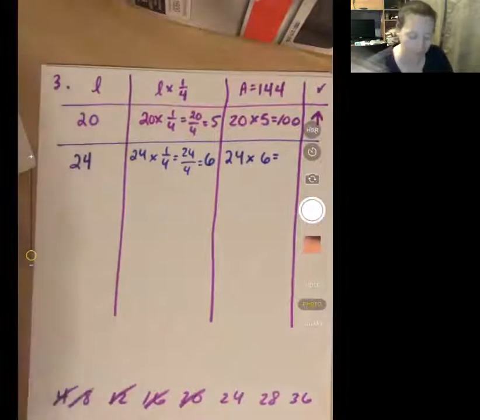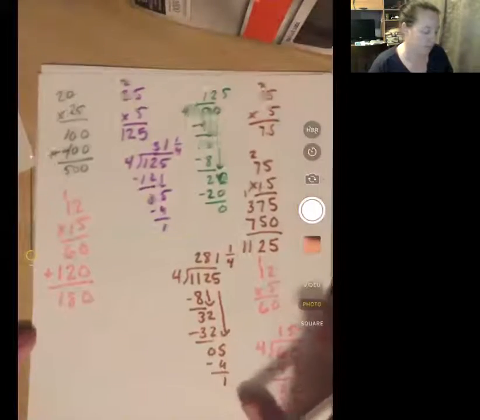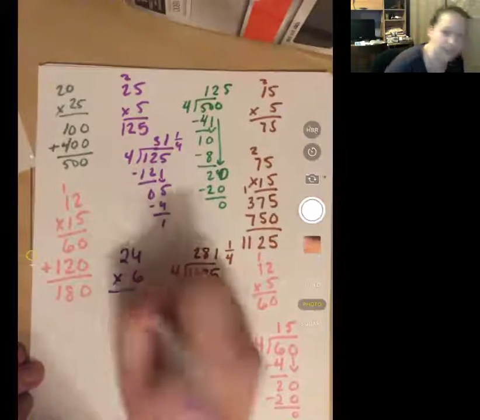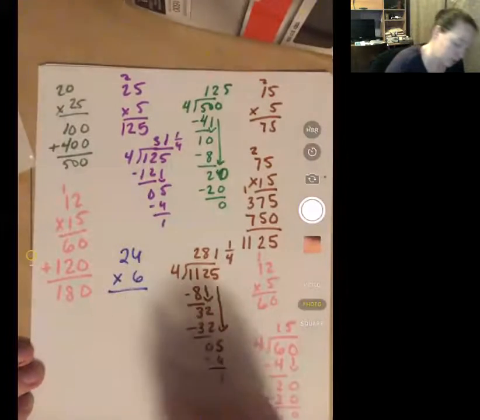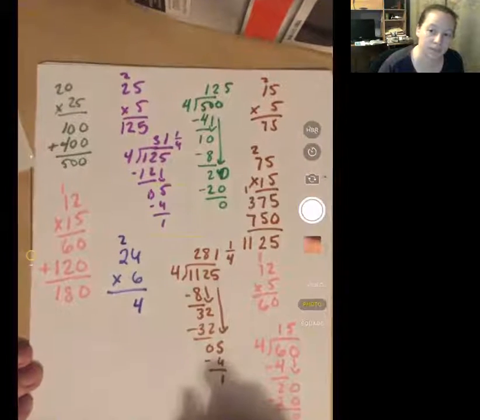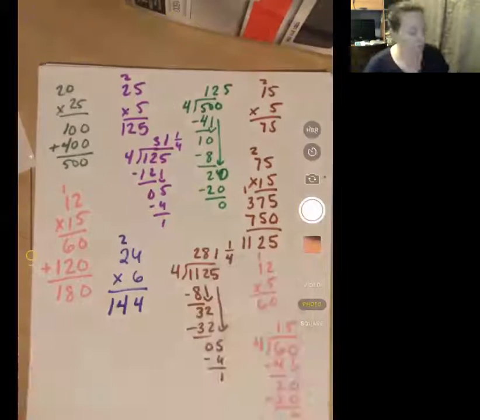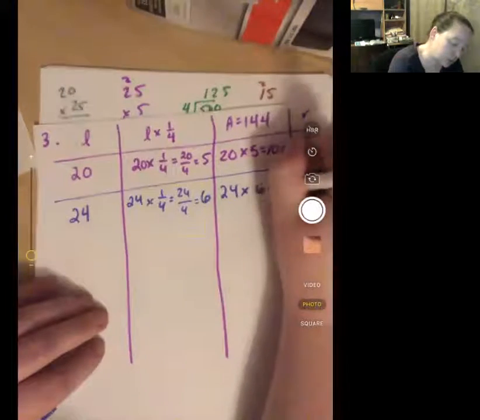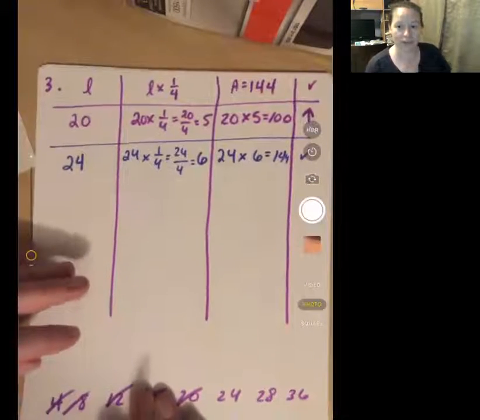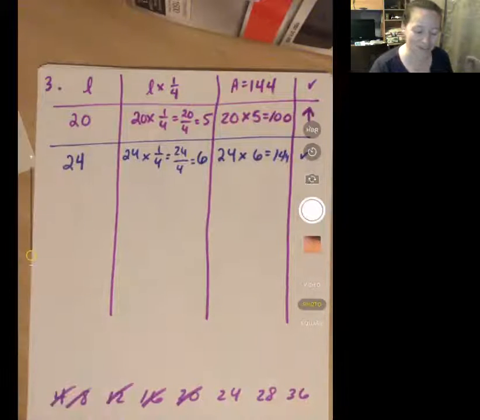Well, let's go back to our page where we were working stuff out. 24 times 6, 4 times 6 is 24. 2 times 6 is 12, plus 2, 14. 144. So actually, that is the one that we want. Woo woo. Good job.